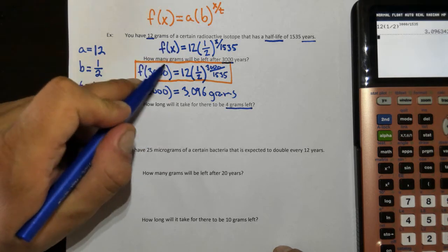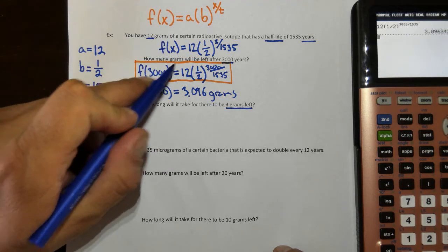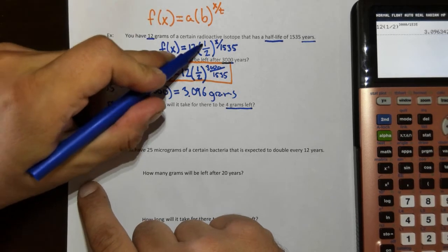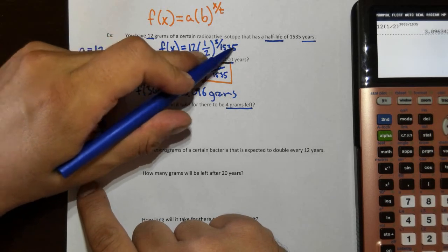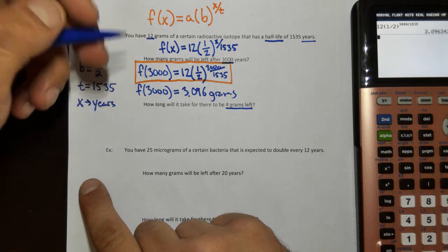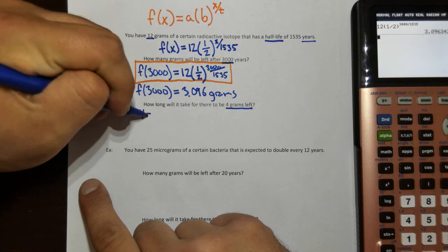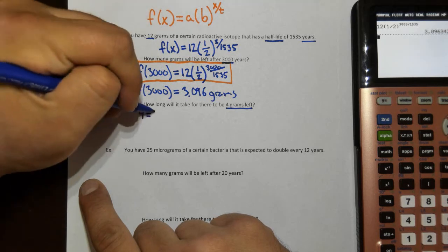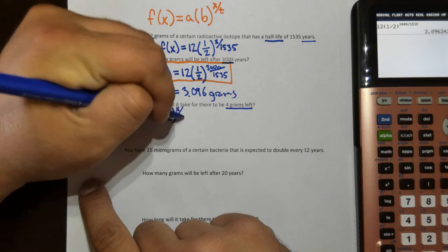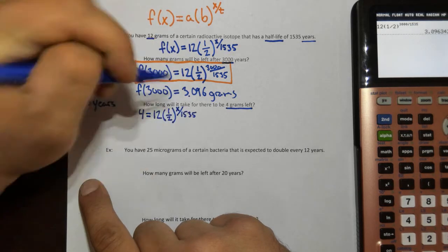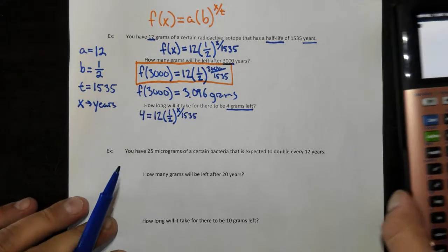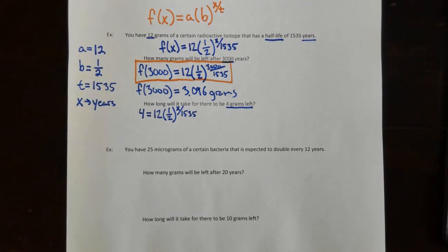So we're going to replace f of x with 4 because I want to know when this relationship of 12 times 1/2 to the x over 1535 equals 4. So I'm just going to take our function and set it equal to 4. So 4 equals 12 times 1/2 to the x over 1535 power. And now we need to solve for x. So this is where we're going to be doing some math here.